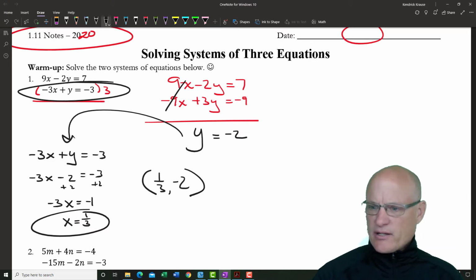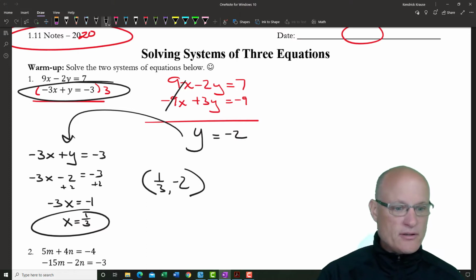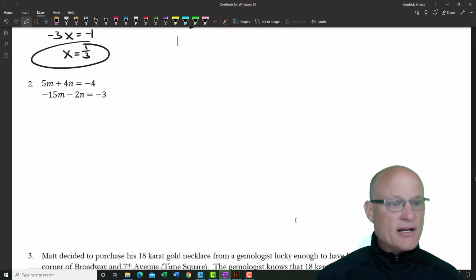And that's weird. I got negative 1/3, and oh yeah. Oh, my answer key's wrong. Jeez. I did two negatives and it made a negative. That's embarrassing.